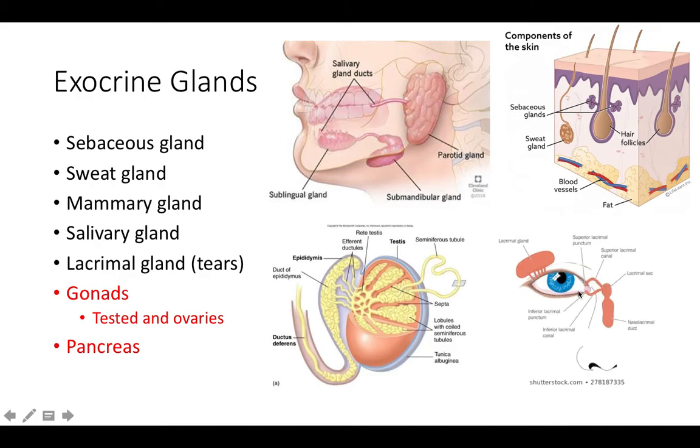And then gonads and pancreas are down here at the bottom in red because they are mixed glands. And what that means is they have both endocrine and exocrine function. Okay, so here we have the gonads, and you can see all of these ducts. Their exocrine function is sperm production. Okay, so the sperm's going to be produced in here. It'll travel through all of these ducts until it's ejected through the penis. And so that's its exocrine function. But the testes are also responsible for the production of testosterone. So that's its endocrine function.